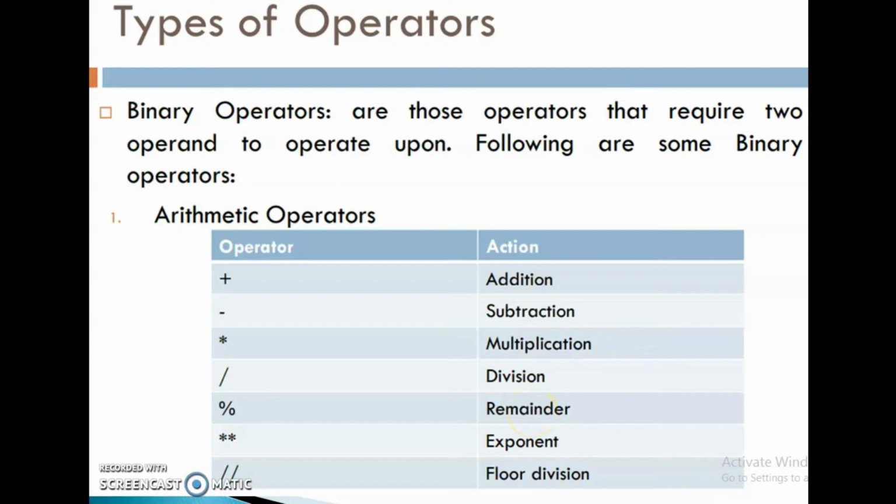Remainder we will get. That is this modulus operator. In a division operation, we can identify the remainder by using this modulus operator. Then double star, that is exponent, exponentiation, power. Then double slash, floor division, that is integer value. We will discuss about this arithmetic operators.